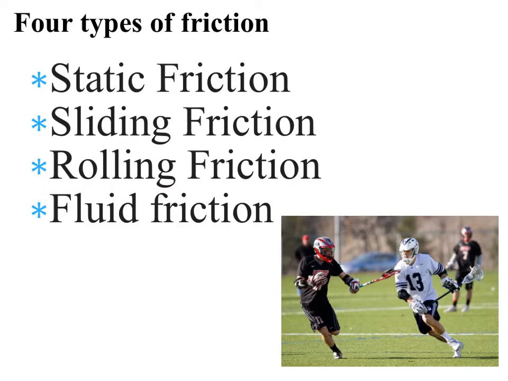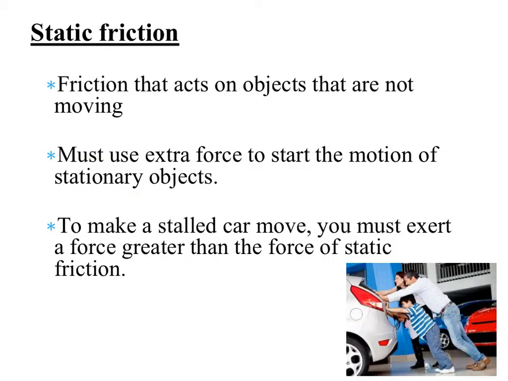There are four main types of friction. We're going to pick them all out here and talk about them in a few seconds. Static, sliding, rolling, and fluid. Static friction is friction for an object that is not moving. It's stationary. It's just sitting there.